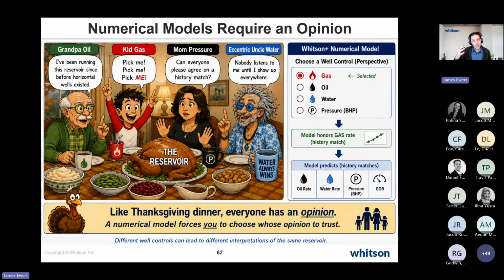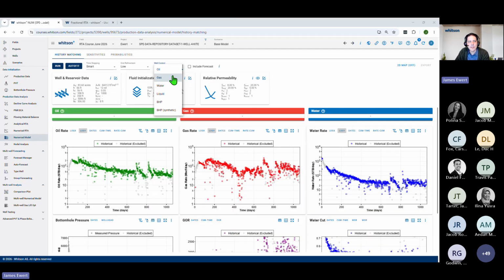Once again, if it's a gas well, depending on the level of drawdown, you'll notice that one match will look better than the other when you look at it from the bottom hole pressure perspective versus the gas perspective. So we have to make a call if we're going to use the model, and I'm going to suggest that we use gas. So if you have smart, low, and gas, let's run the model.